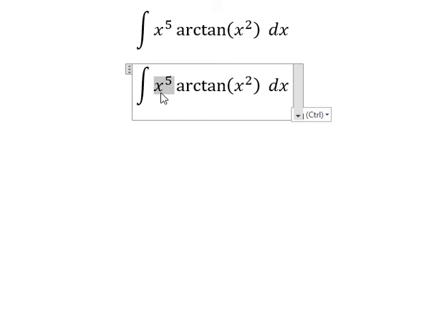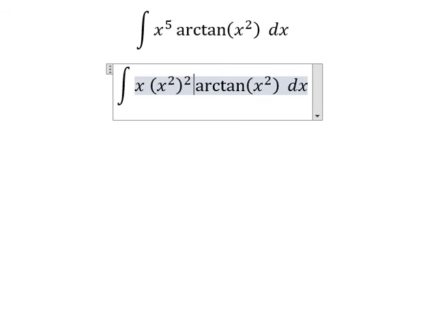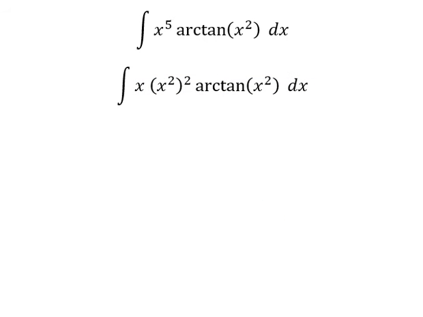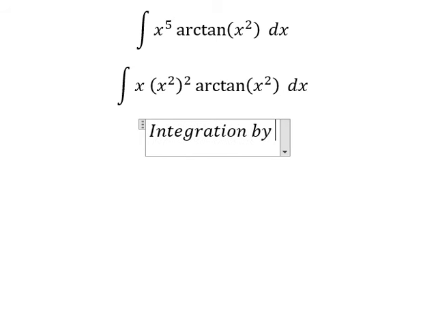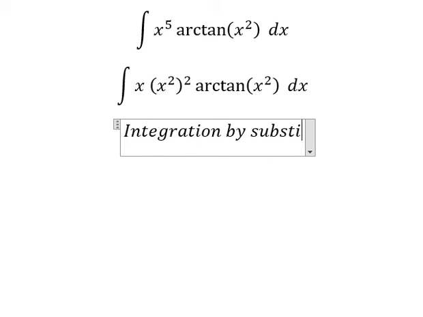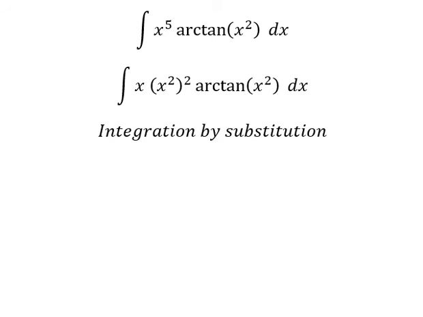About s to the power of 5, we can split into s and s squared to the power of 2. Next, we can use integration by substitution. So I will put u equals s squared.